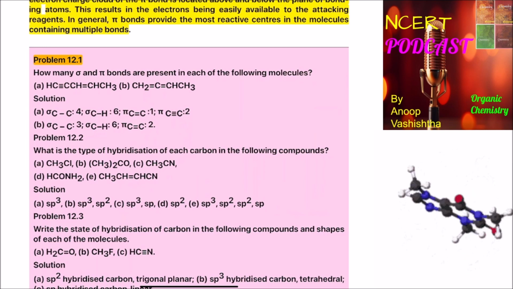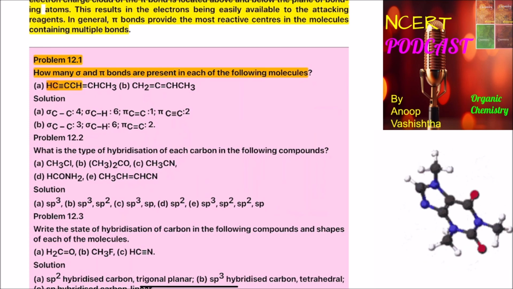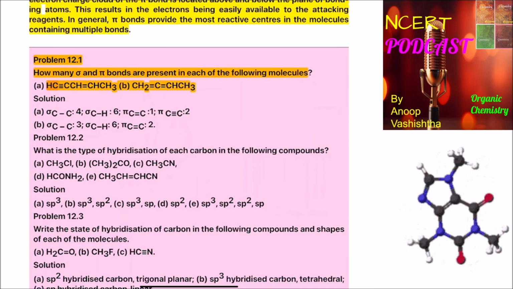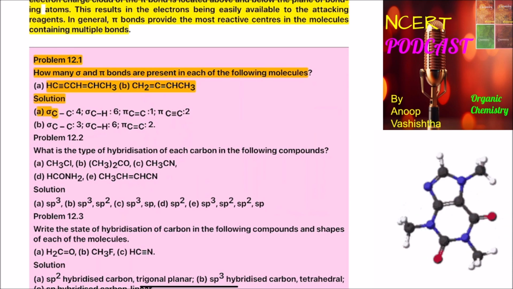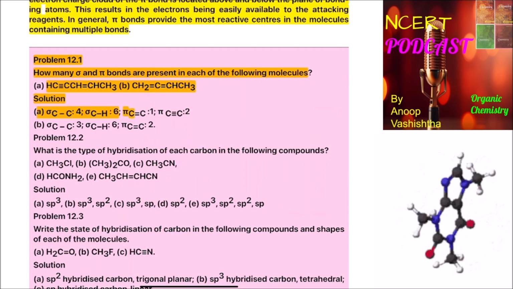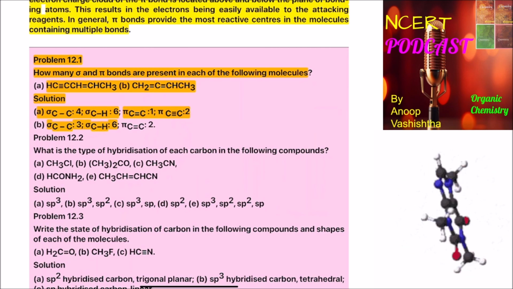Problem 12.1. How many sigma and pi bonds are present in each of the following molecules? A. HC≡C-CH=CH-CH3. B. CH2=C=CH-CH3. Solution. A. Sigma C-C 4, sigma C-H 6, pi C=C 1, pi C≡C 2. B. Sigma C-C 3, sigma C-H 6, pi C=C 2.